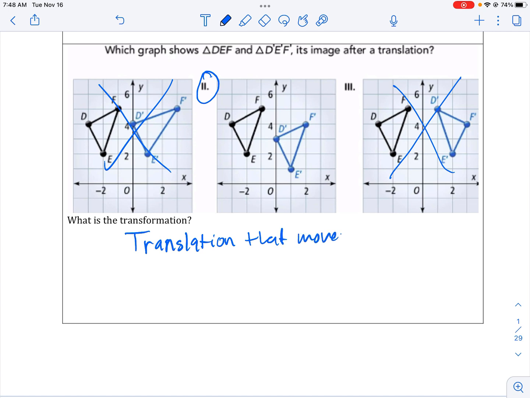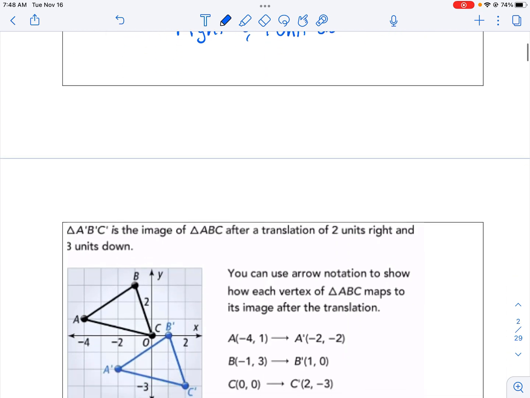So the transformation is a translation that moves, so here I go 3 units to the right and 1 unit down. So F will always translate to F prime. D will always translate to D prime. E will always translate to E prime. And as you can see, 1, 2, 3, down 1. 1, 2, 3, down 1. They all move the exact same amount. Every single vertice moves the same amount.